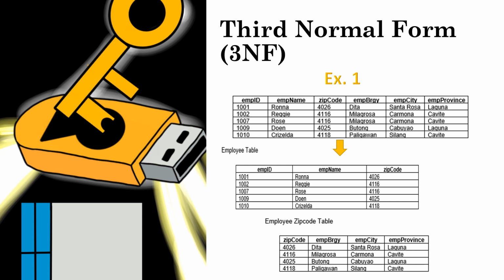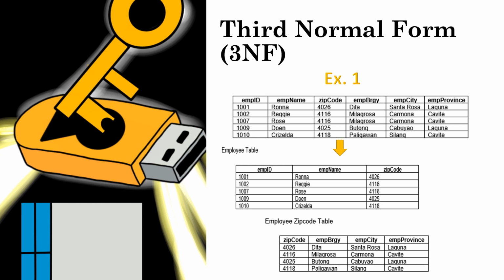Suppose a company wants to store the complete address of each employee. So they have to create a table named employee details that looks like the example number 1. The super keys are employee ID, employee name, the employee ID, employee name, and the zip code, and so on. The candidate key is the employee ID.